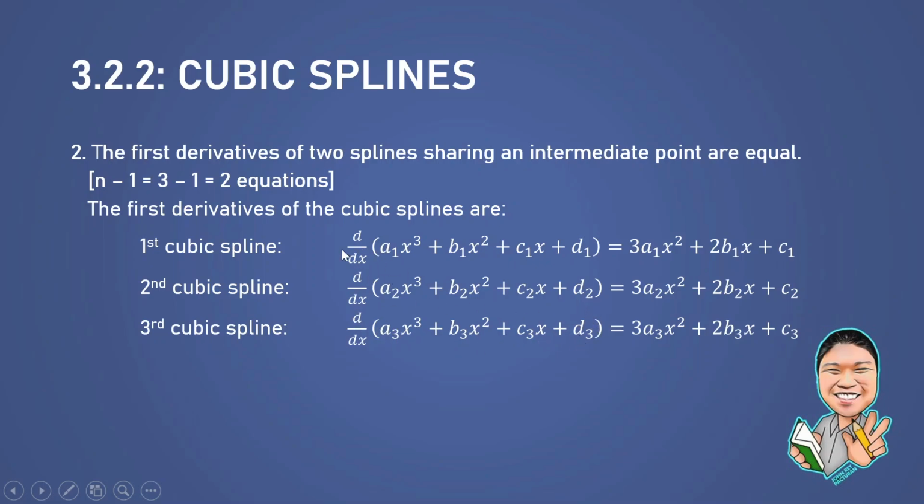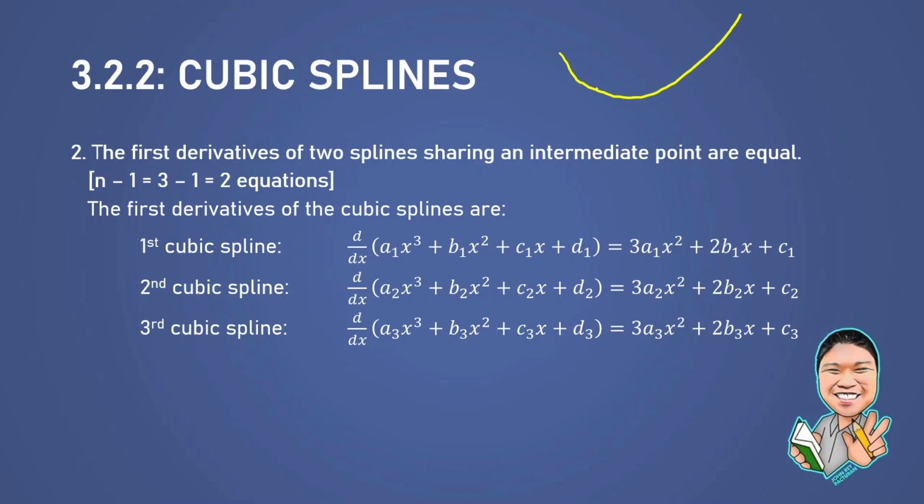And actually, kung titingnan nyo sila, magkakamukha lang naman yan. So, the derivative of the first spline is 3a sub 1 x squared plus 2b sub 1 x plus c sub 1. The first derivative of the second spline is 3a sub 2 x squared plus 2b sub 2 x plus c sub 2. And the first derivative of the third spline is 3a sub 3 x squared plus 2b sub 3 x plus c sub 3. So, sabi doon, yung dalawang splines na nag-share sa mga intermediate points are equal.